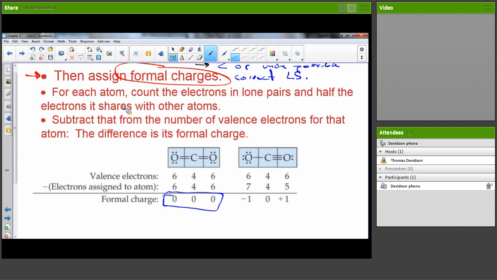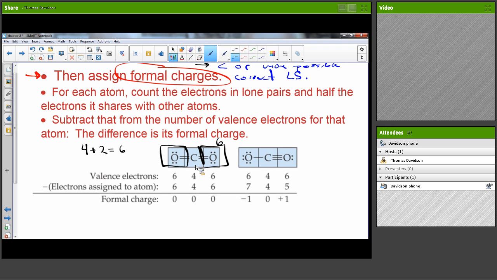For each atom in the molecule, count the electrons in lone pairs and half the electrons it shares with other atoms. So what it's saying is for oxygen right here, it has 1, 2, 3, 4 that are alone, and then 4 that are shared. You with me? So I take the 4, and then I add half of the shared, which is 2, and that equals 6. So in this version of CO2, both these oxygens have 6 assigned electrons.